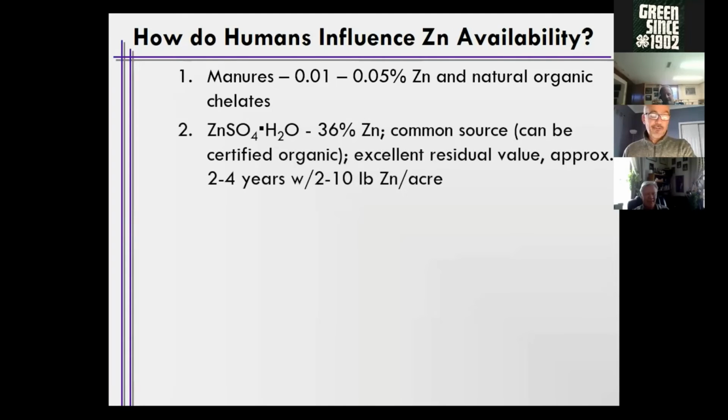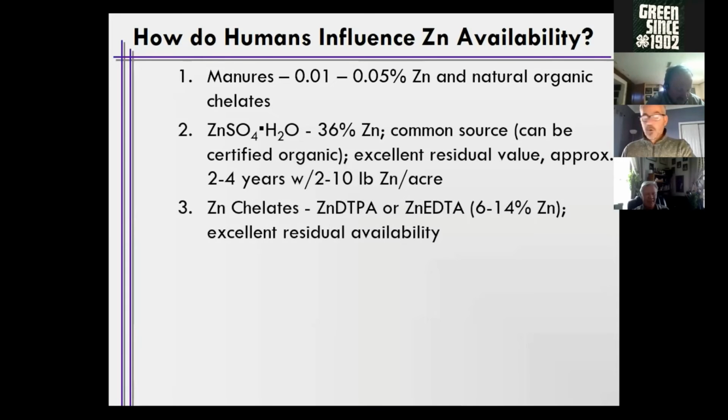You can apply zinc sulfate. That's a common source. It can actually be certified organic because we can mine zinc as zinc sulfate. It typically has a pretty good residual value if you apply it to soil. It can last maybe 2 to 4, maybe 5 years before you have to reapply. I think normal application rates are somewhere between 2 and 10 pounds per acre. Of course, if you banded it, you'll probably be more effective, just like phosphorus or iron.